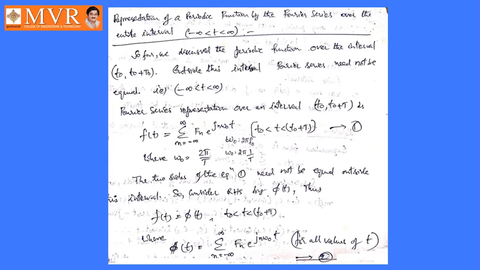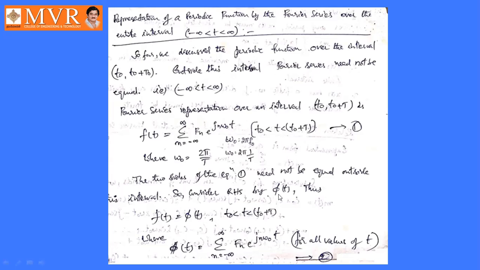So the Fourier series representation of the function over the interval t naught to t naught plus t is given by f of t equal to sigma n is minus infinity to infinity Fn into e power j n omega naught t, for the limited interval, that is t naught less than t less than t naught plus t. That is equation number 1. So here omega naught is 2 pi f naught, or it is 2 pi by t. The two sides of equation 1 need not be equal outside this interval.